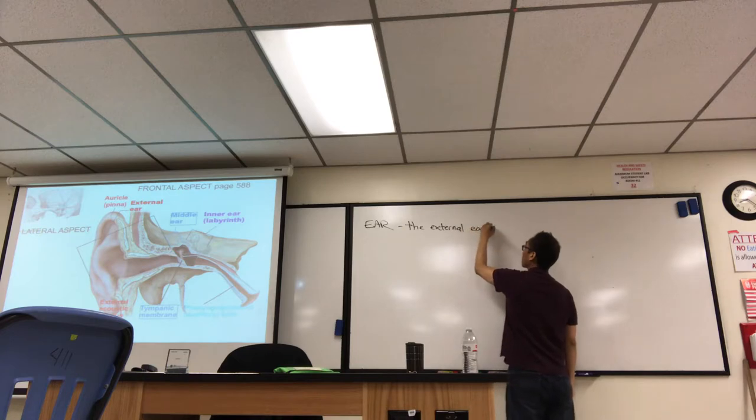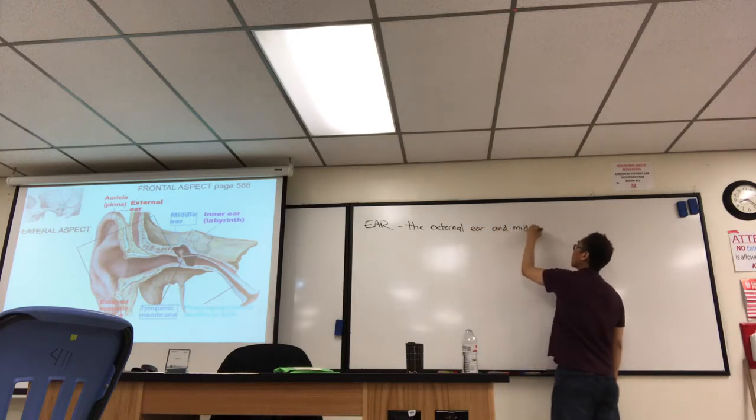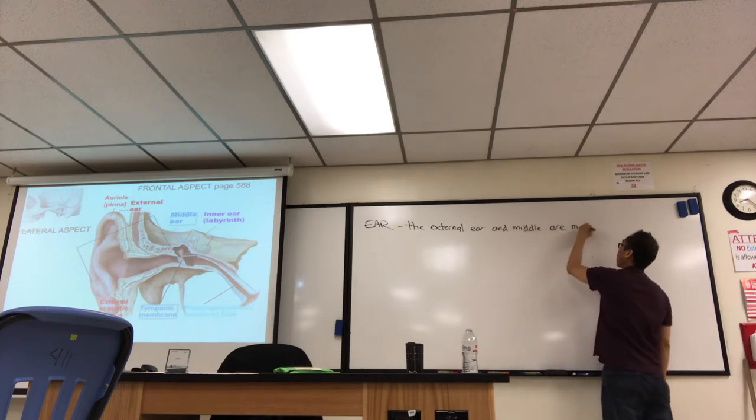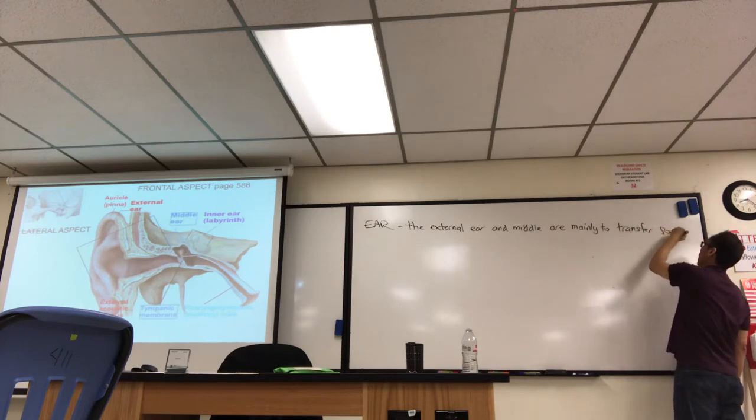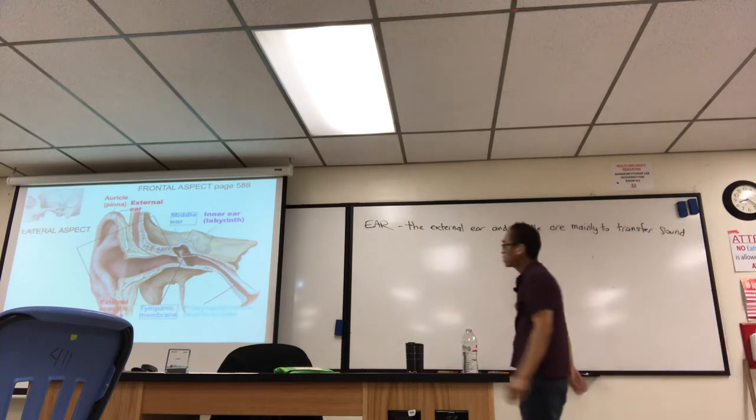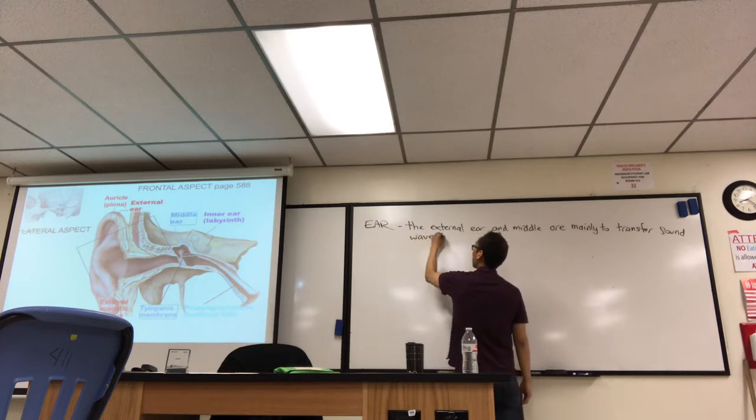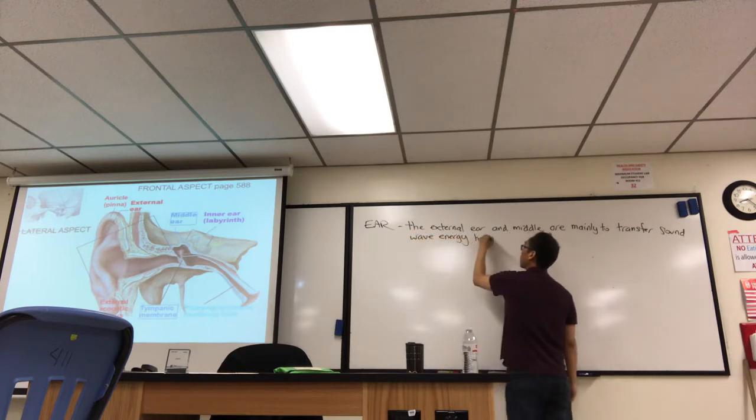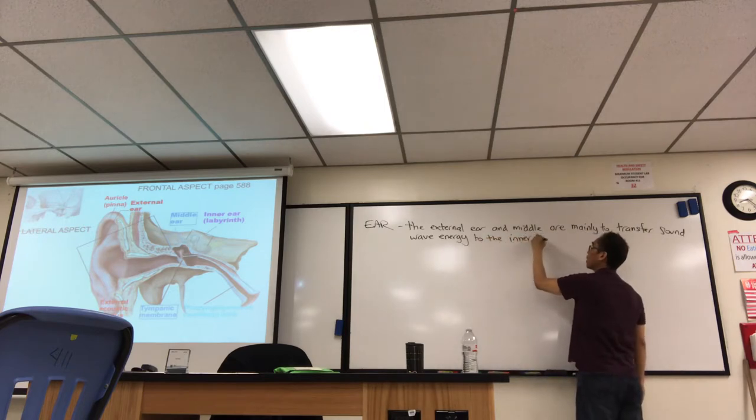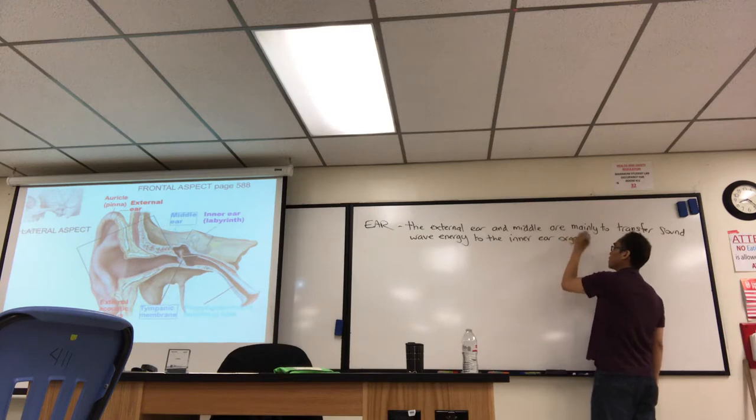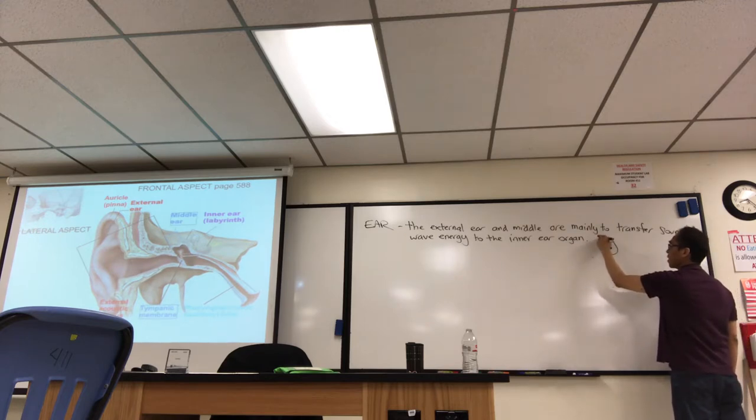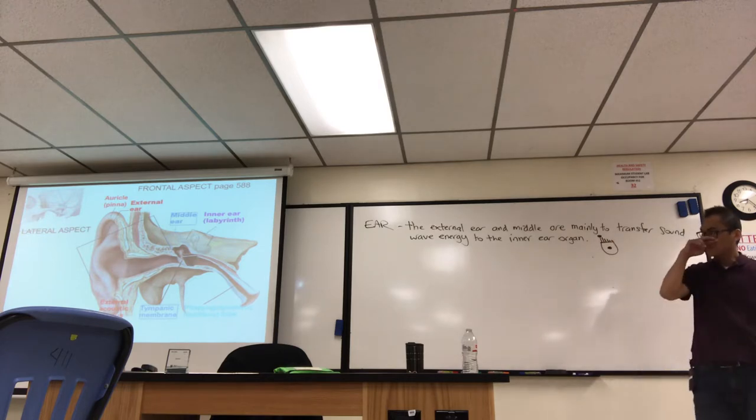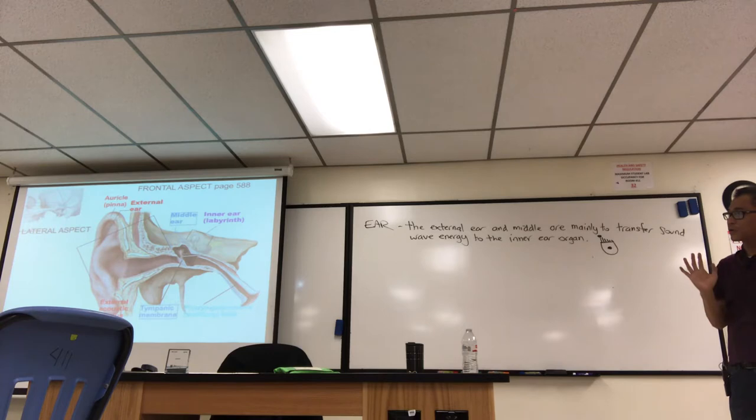The external ear and middle ear are mainly to transfer sound wave energy to the inner ear organ. It has the hair cells. So what we see is that the external ear is basically the auricle and the external acoustic meatus.